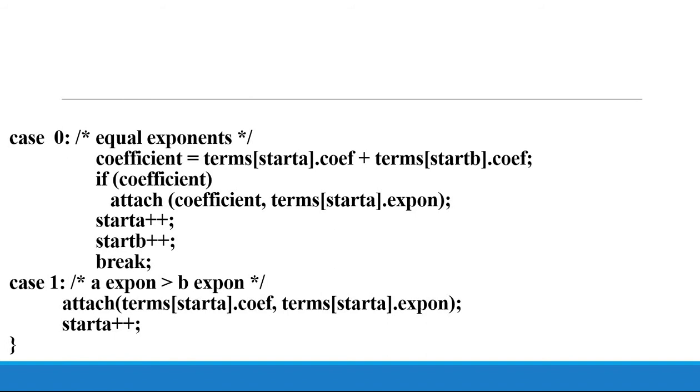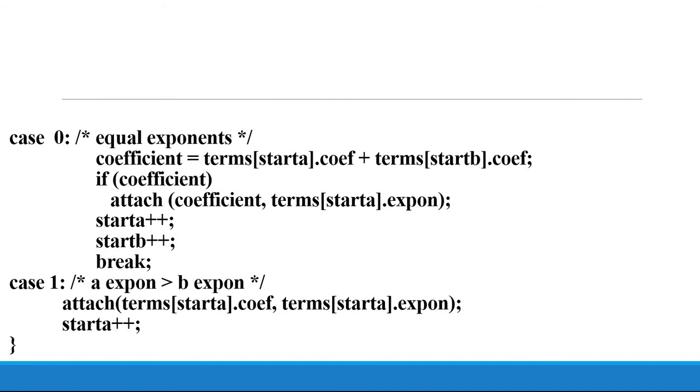Next one is case 0. When will we get into this case 0? When we are comparing the present terms of polynomial A and polynomial B and both exponents are the same, it will enter this case. At that time we have to add both coefficients and store the sum as the coefficient, attached to the destination along with one of the exponents, because both exponents are the same. Then we increment to access the next term in both polynomials A and B.